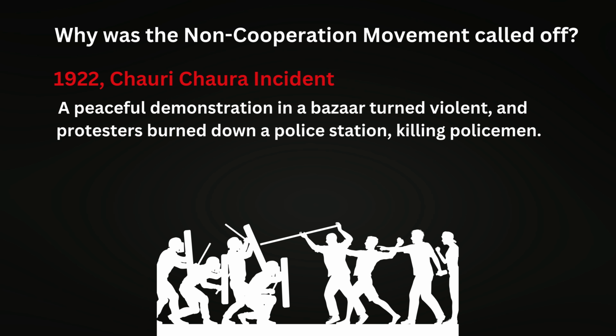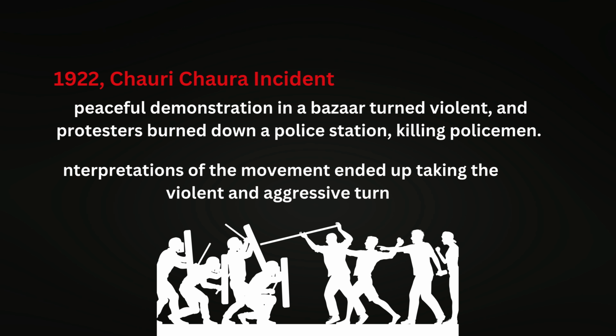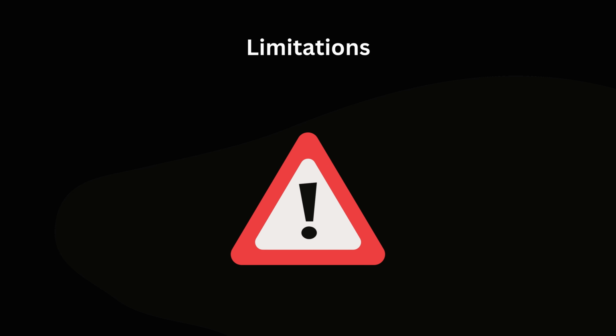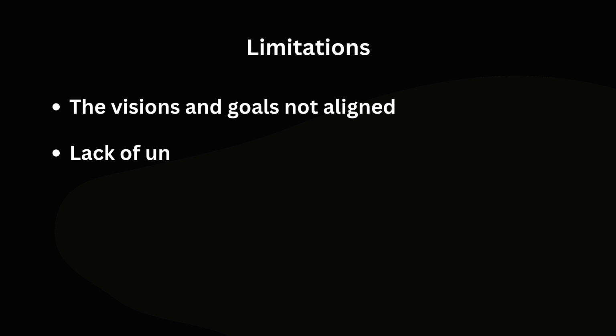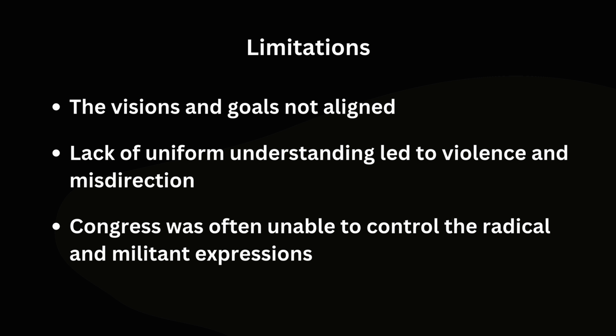He felt that satyagrahis needed to be properly trained before they would be ready for mass struggles, as their interpretations of the movement ended up taking a violent and aggressive turn. Non-cooperation movement definitely had limitations. The visions and goals of many local group movements were not aligned with the official Congress program. This lack of uniform understanding led to violence, misdirection in several areas. Moreover, Congress was often unable to control the radical and militant expressions of the movement.